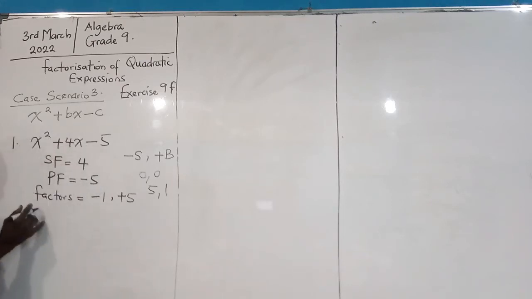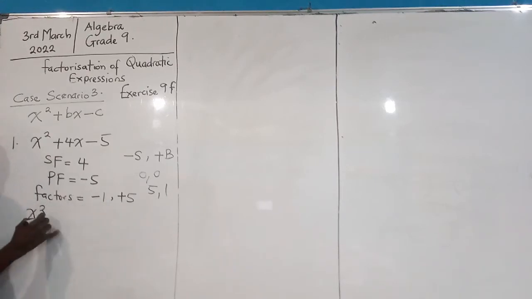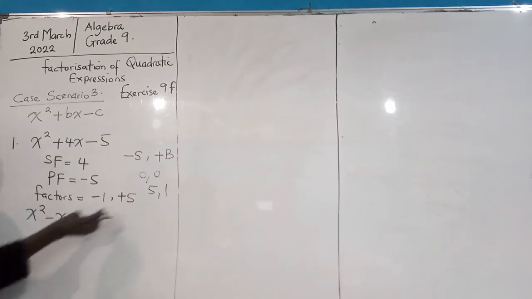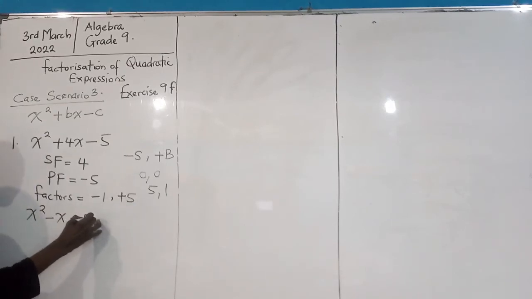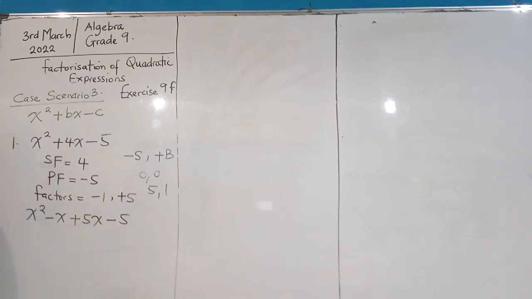When I want to write this out now, I'm going to have x squared, write the negative first, negative x, then plus 5x minus 5. Write the negative first before you write the positive. Take note of that. And then this will give me what?